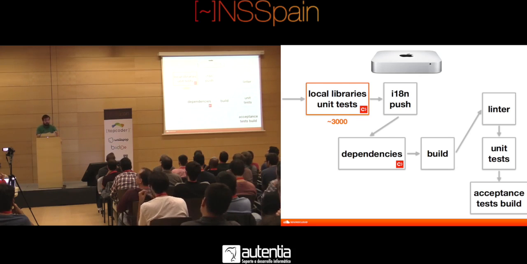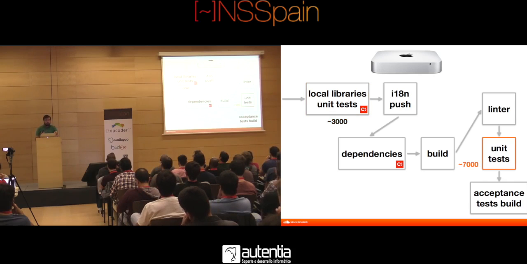So inside of those libraries, there's around 3,000 unit tests, and we try to extract as many unit tests as possible from the main app so that we can build faster. Because in the main app, right now we have about 7,000 unit tests. And when you have that number of unit tests, it takes a long time.